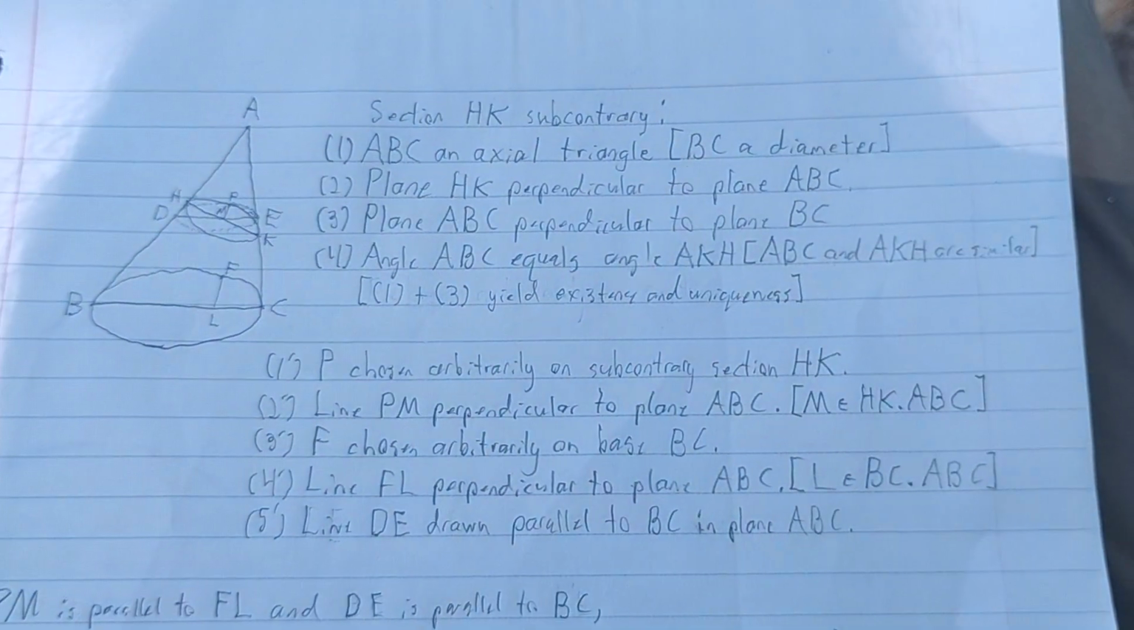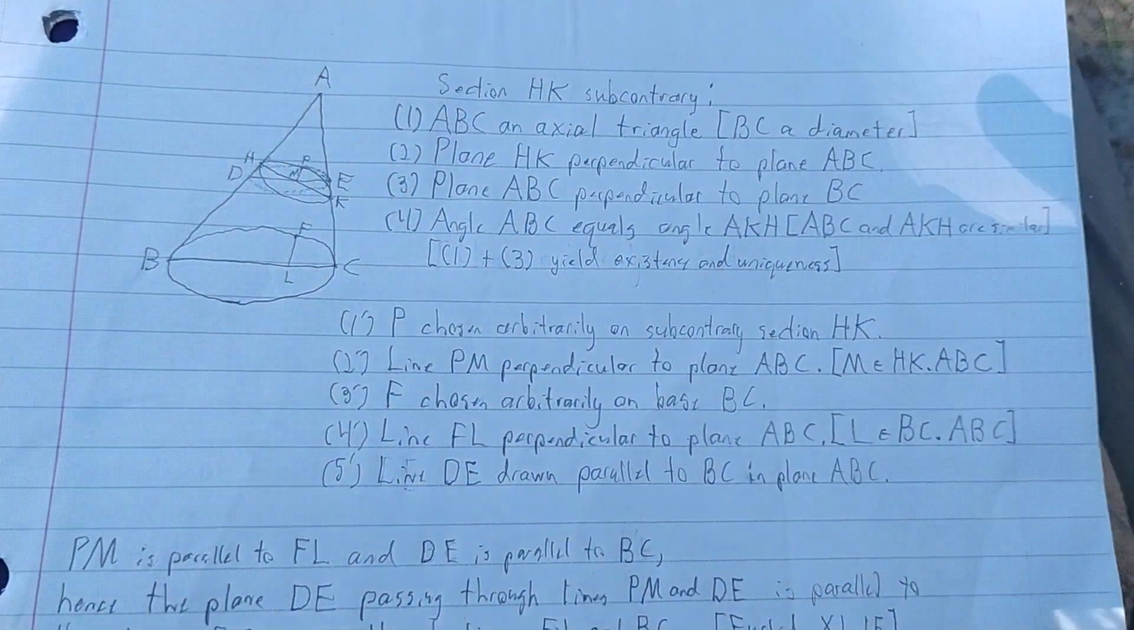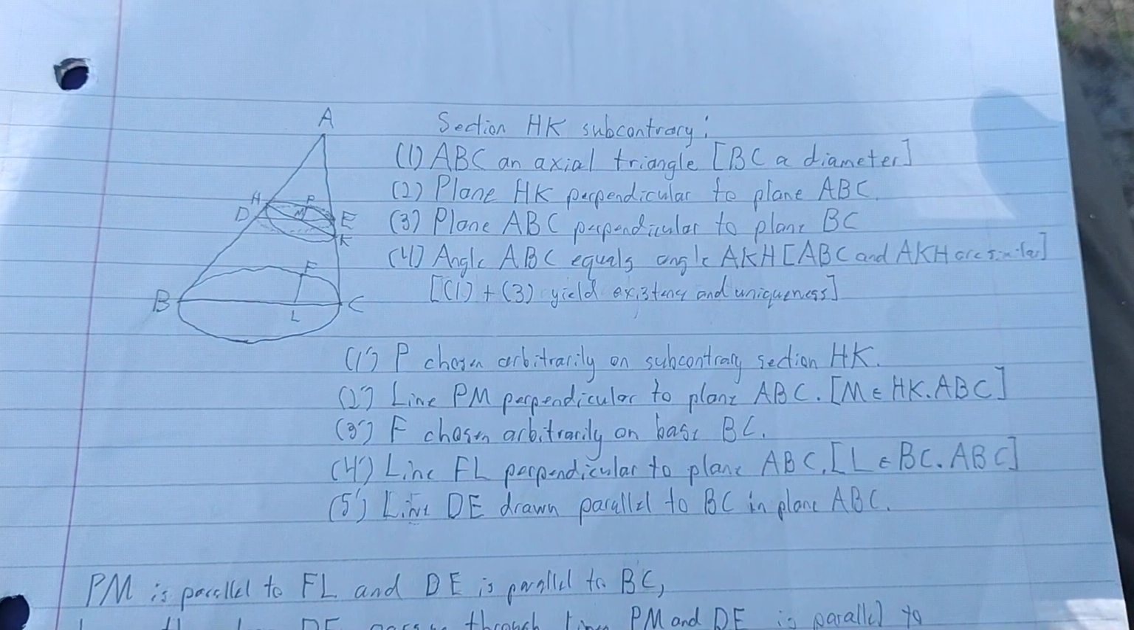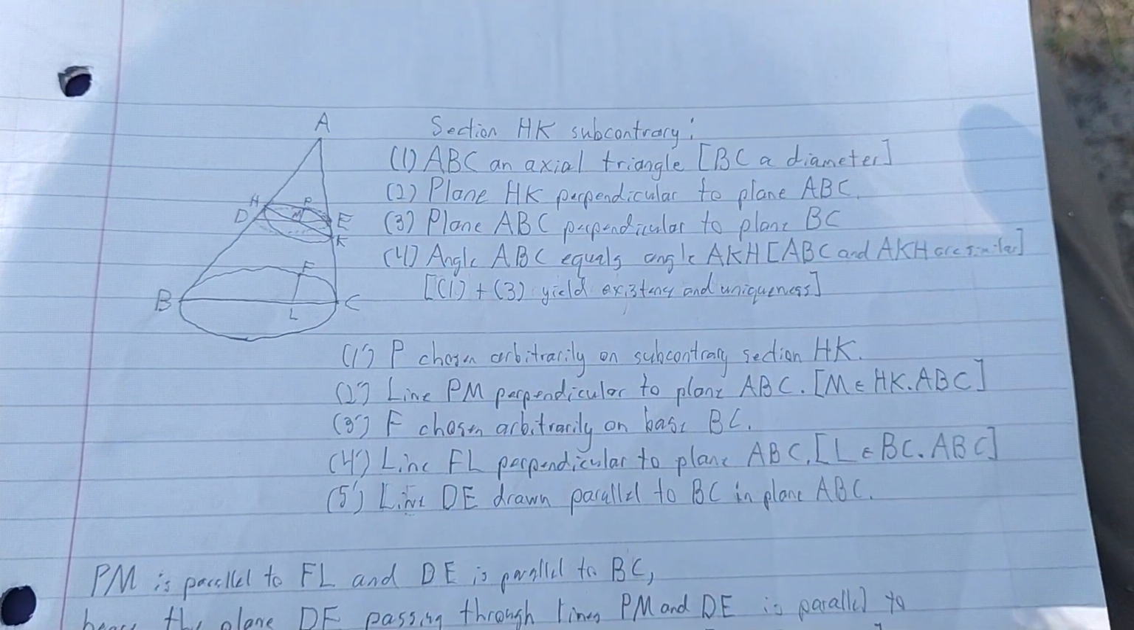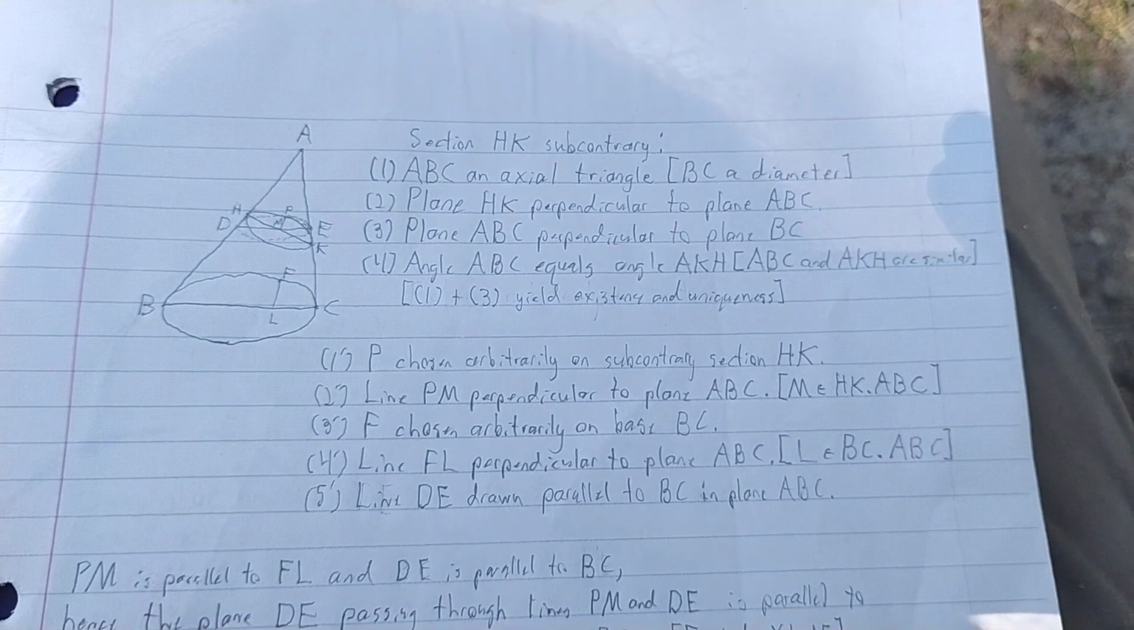Okay, so subcontrary sections and conics. We will show that if a section HK is drawn subcontrary to a conic section ABC, then the section HK is a circle.